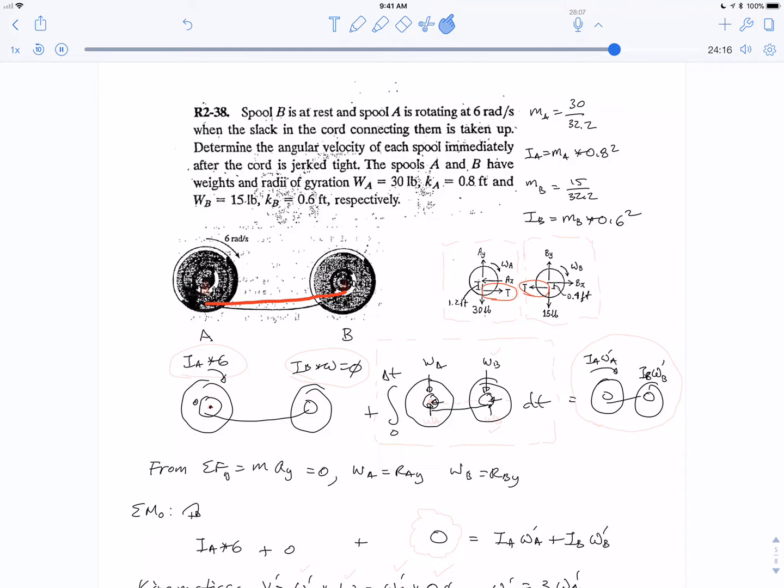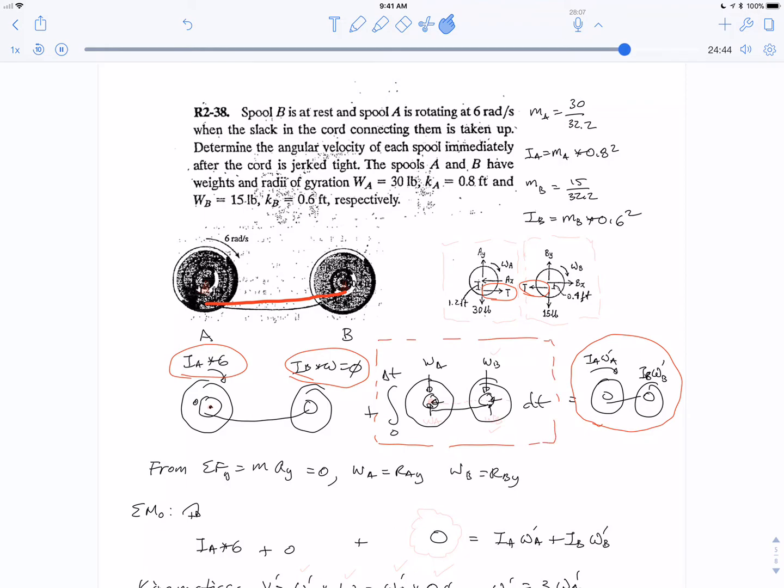So what we have is before, block A has an angular momentum of I times omega, and block B, which is not spinning yet, has no angular momentum. And afterwards, they're both going to be spinning because the cable is tight. And for kinematics, we can figure out what the relationship between the two omegas is. But what makes this problem interesting and actually potentially wrong is this part right here.